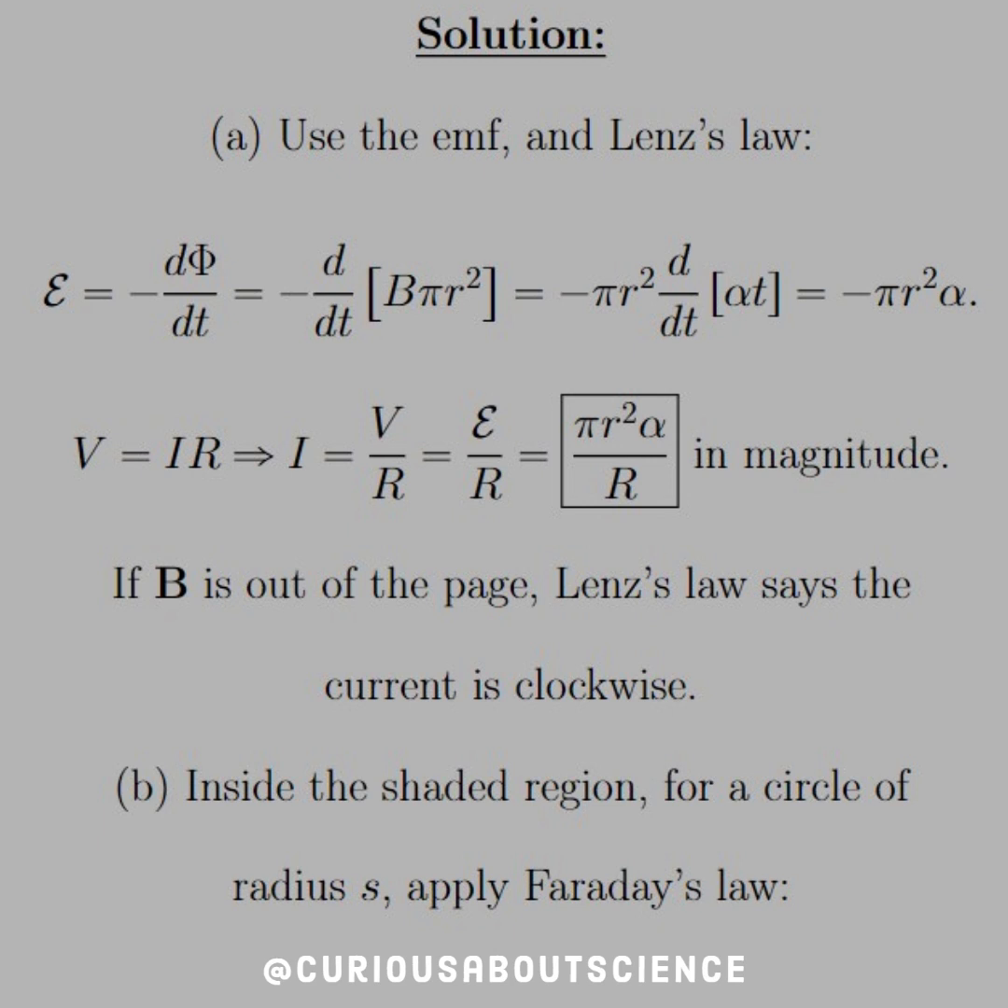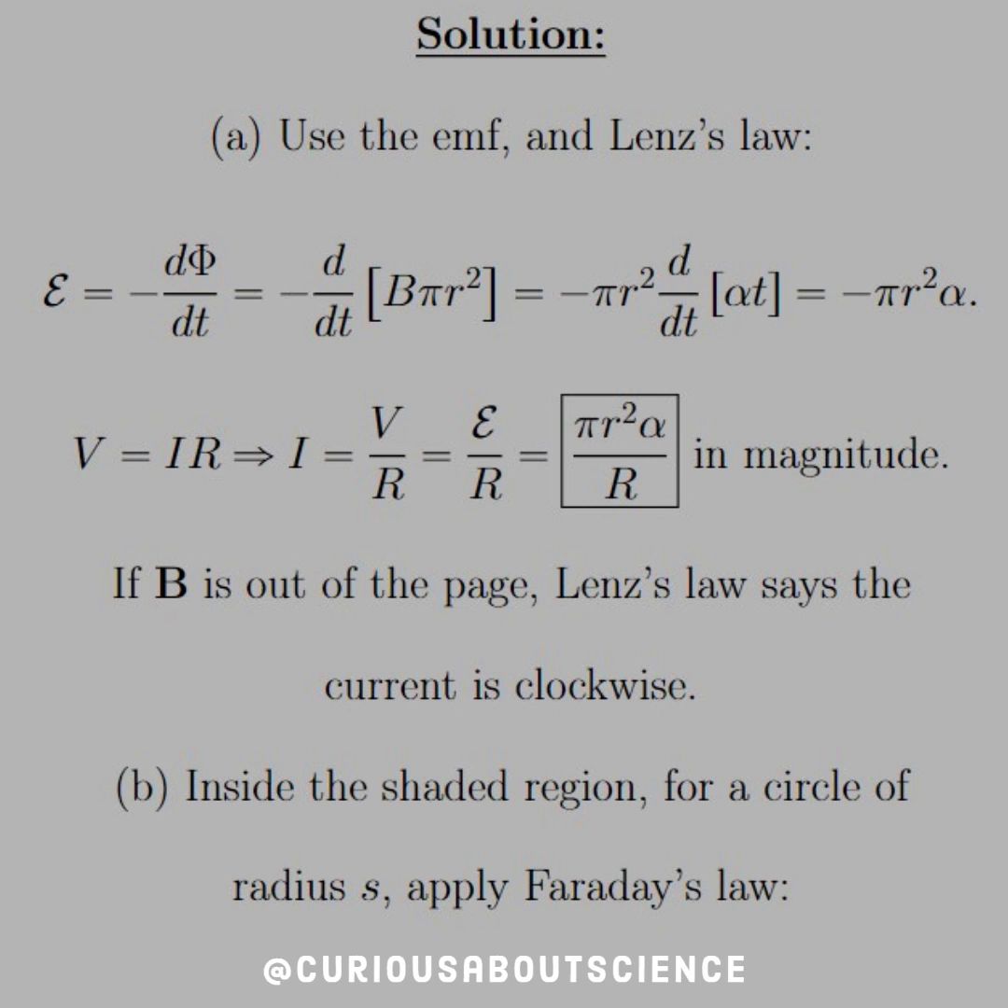So B inside the shaded region for a circle of radius s, apply Faraday's law. Okay. So again, it doesn't really matter what the radius is for the flux. We're all going to pass through it. Just be mindful that it does matter when we're dealing with things inside the region. All right, so hence the circle of radius s.